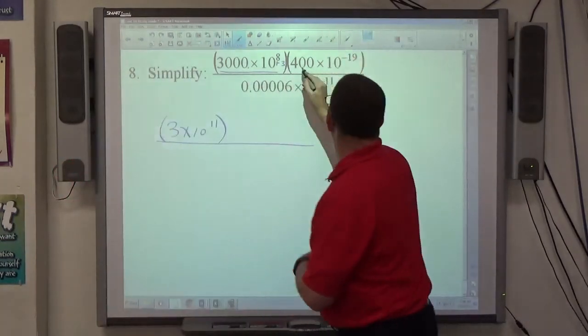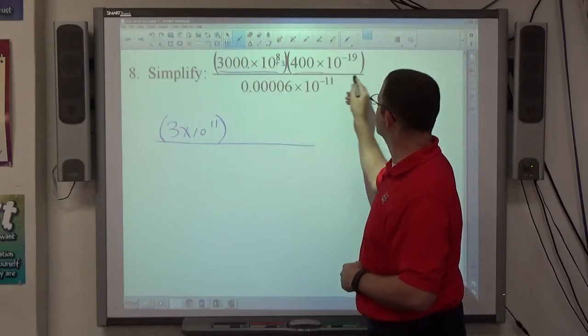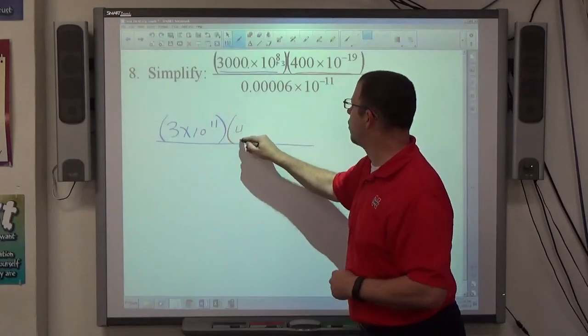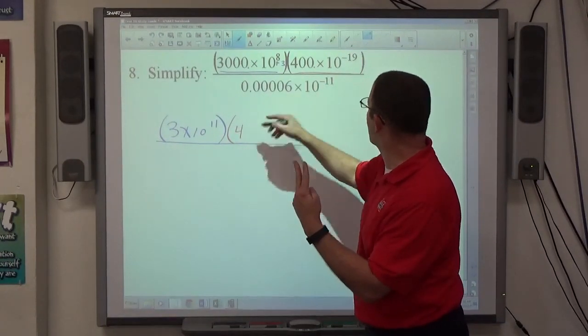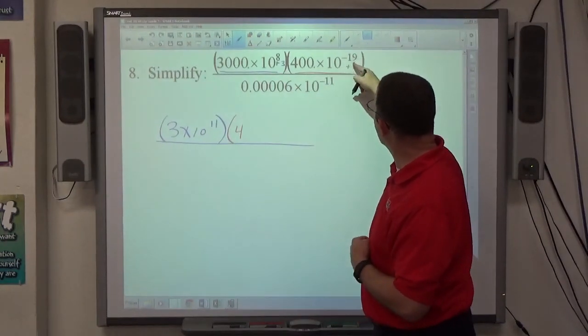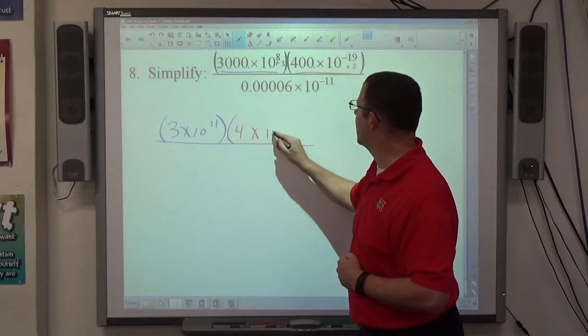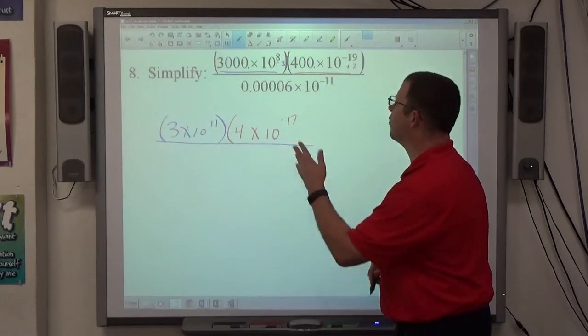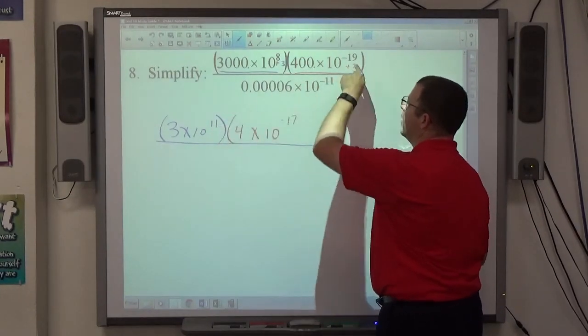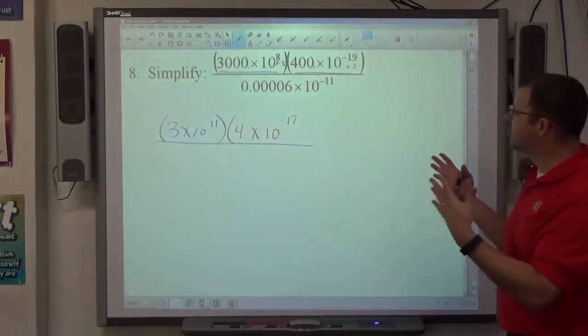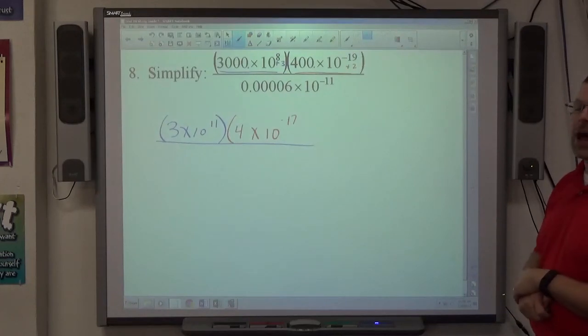Our next number is 400 times 10 to the negative 19th. We're going to change 400 to 4. That's a 2 decimal place move, making it smaller, so we have to add 2 to this. Negative 19 plus 2 is negative 17. I do recommend writing it out just like this: 8 plus 3 is 11, negative 19 plus 2. If you can actually visually see what you're doing, you know whether to add or subtract.